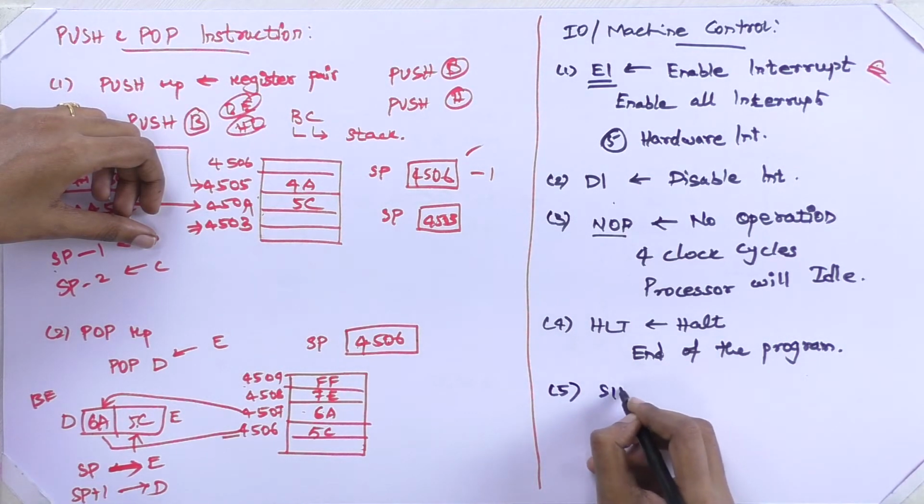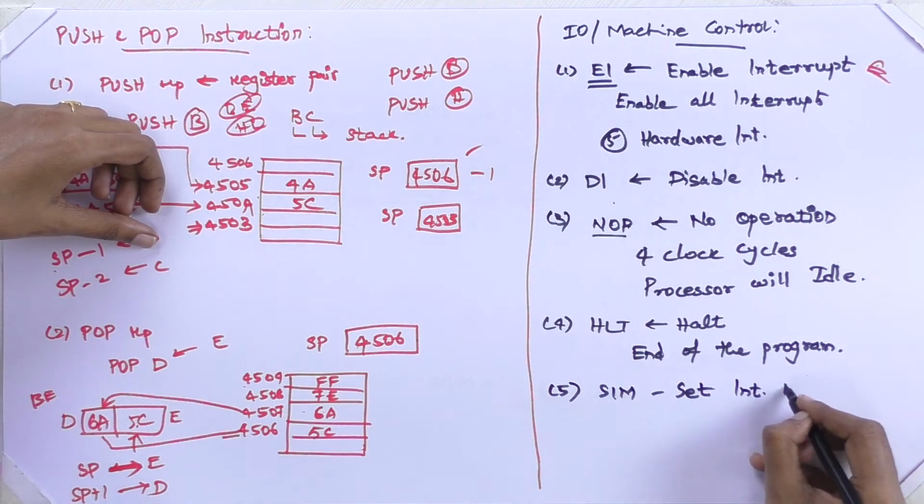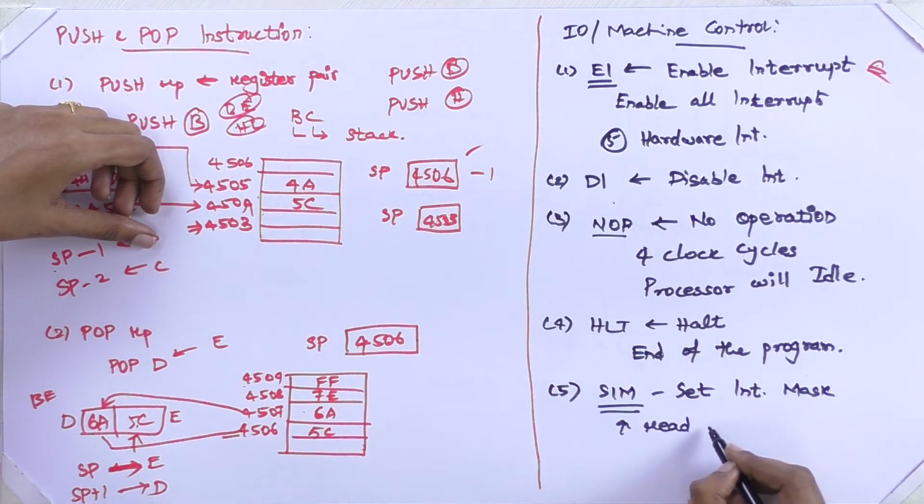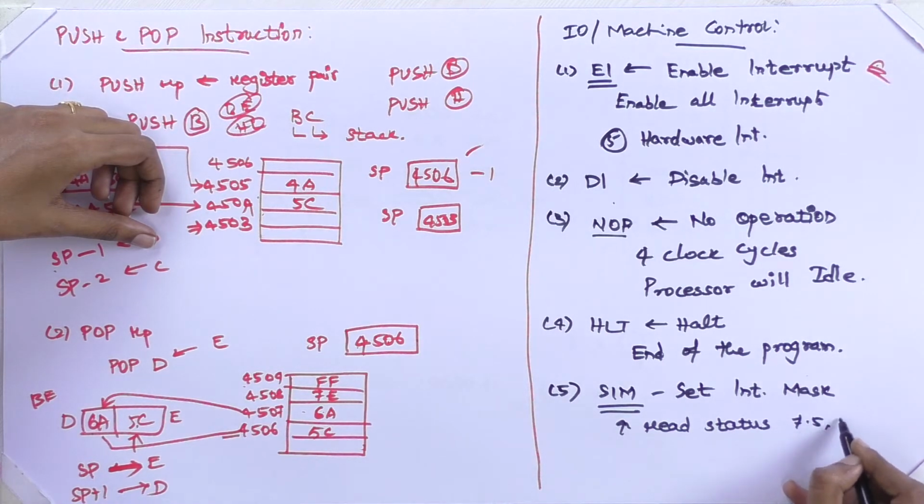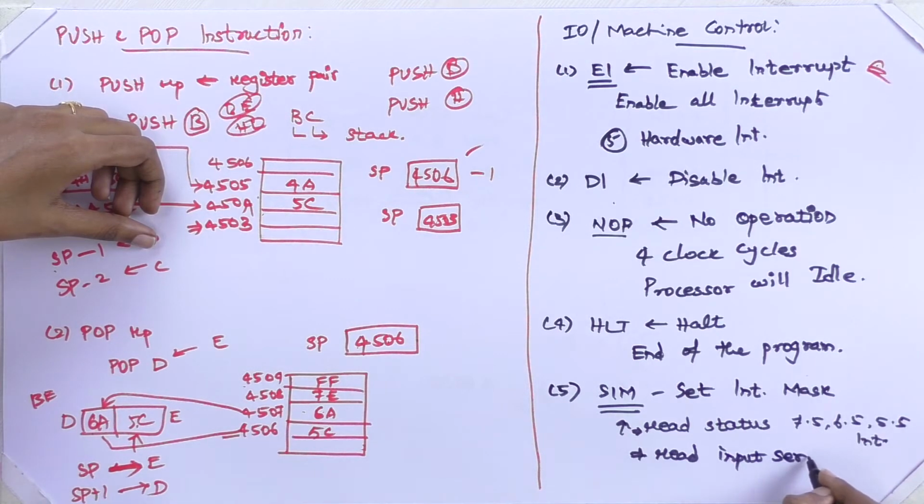The next instruction is SIM, set interrupt mask. This instruction is used to read the status of 7.5, 6.5 and 5.5 interrupts. That is one purpose. Another purpose is to read the input serial data.